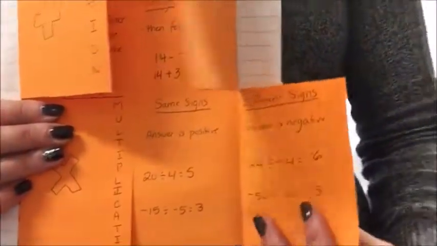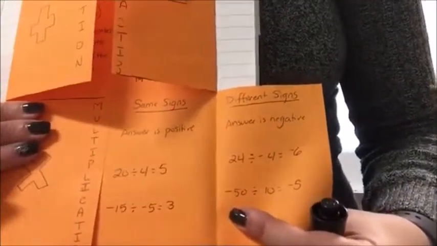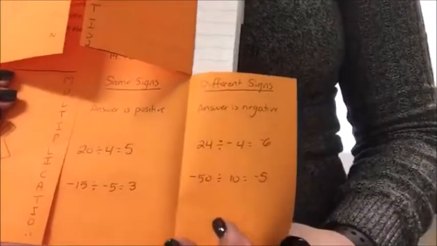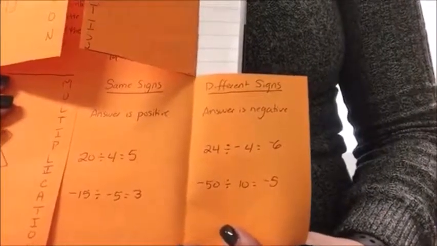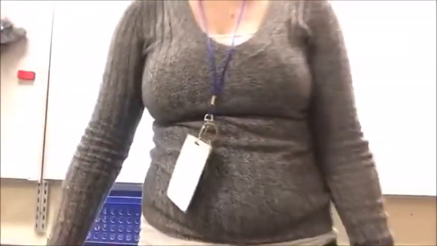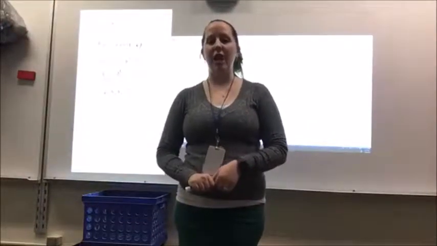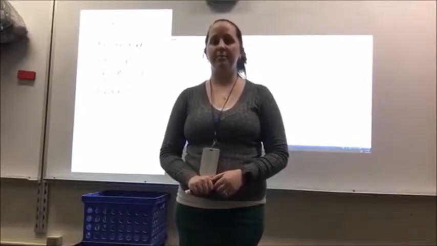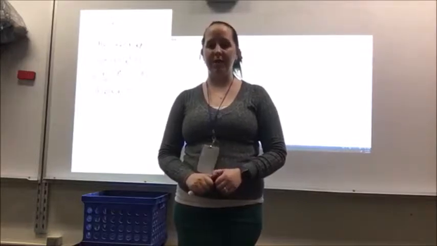Division. 20 divided by 4 is 5. Negative 15 divided by negative 5 is 3. 24 divided by negative 4 is negative 6. And negative 50 divided by 10 is negative 5. And that is the end of Chapter 2, Lesson 5.